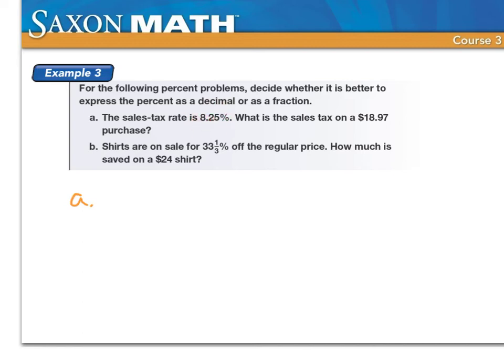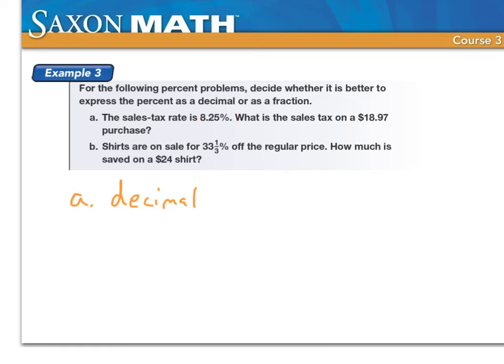This decimal stops. Anytime we can write it as a decimal and the decimal stops, we probably want to write it as a decimal, because that gives us the most exact answer and will be the easiest to work with. If I wrote this as a fraction, it would be 8.25 over 100, and that would get way too messy, a decimal over 100. So in this case, we want to write it as a decimal.